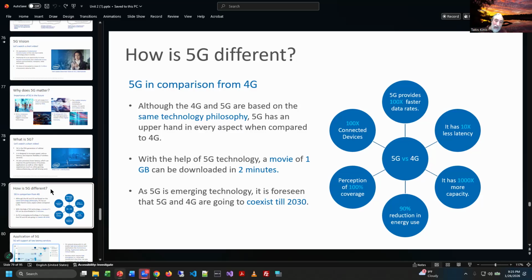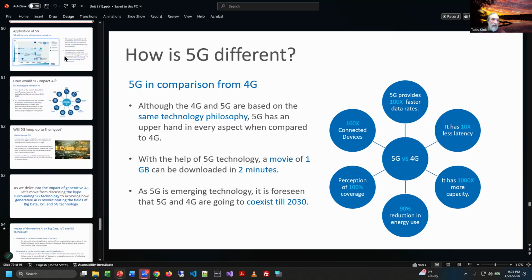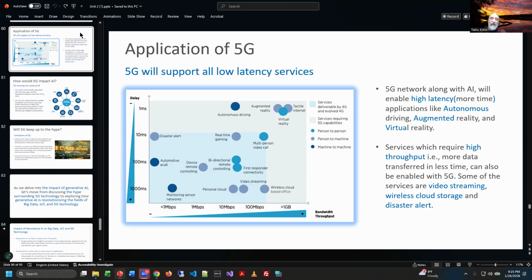There are people that are concerned with the technology too, though. They think that it causes harm, so there is that aspect of it too. But the real big thing is all these low latency services. For example, if you had a self-driving car, what network do you want it on, right?